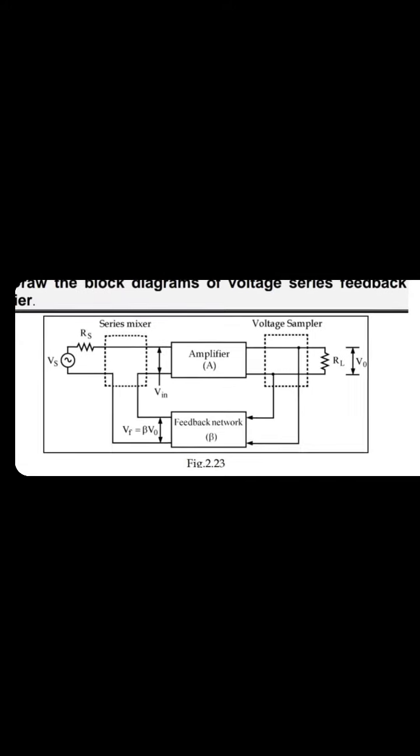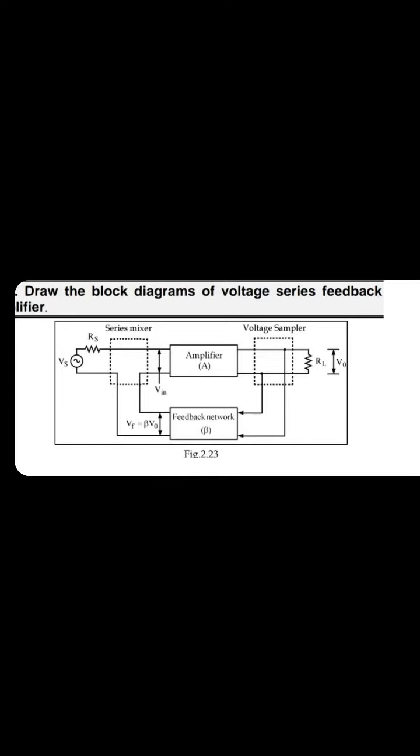In a voltage series amplifier, voltage means the sampling network, and series means the input side. This is in series with the input Vs and Rs. In series, the signal is added with the input side. In shunt, the signal is divided or reduced. So Vf equals beta V naught.